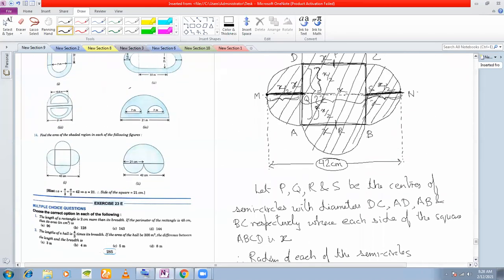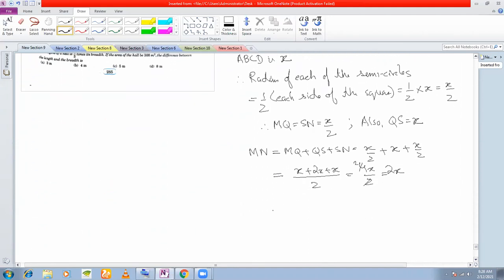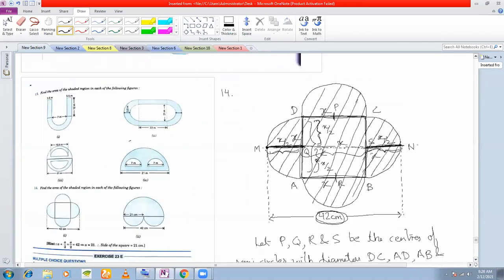But what is the length of MN given here? 42. Therefore 2x must be equal to 42. According to the problem, 2x is equal to 42. That means x must be equal to 42 by 2, which is equal to 21 centimeter. So we have got the length of each side of the square.